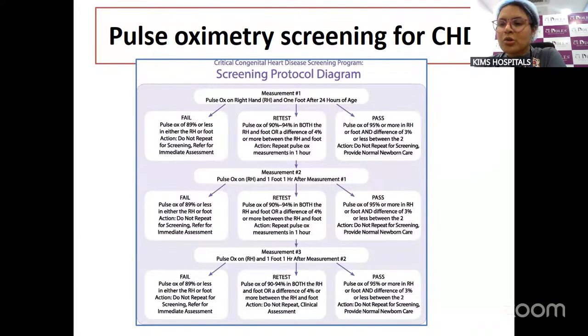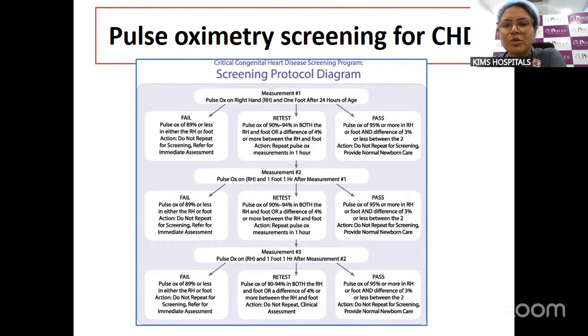Pulse oximetry is also now being recognized as a screening tool for critical congenital heart disease. This is a flowchart that represents the action points based on pulse oximetry screening, which is usually performed after 24 hours of postnatal age or just before discharge.